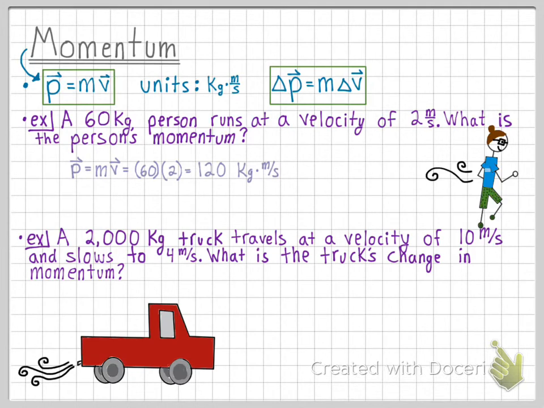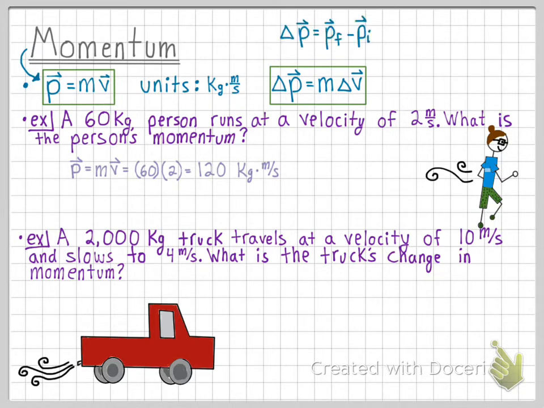Let's do another example. A 2,000 kilogram truck travels at a velocity of 10 meters per second and slows to 4 meters per second. What is the truck's change in momentum? Now this is asking for a change in momentum. We already know our momentum equation, but we haven't really talked about how to calculate change in momentum yet. It doesn't really make sense for the mass of an object to change, so we know that in order to calculate the change in momentum, we must multiply mass times the change in velocity.